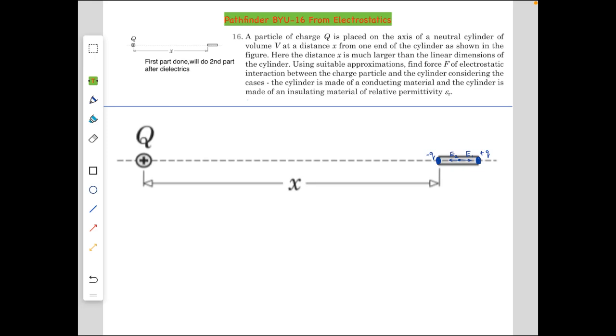Hello guys, here we have a question from Pathfinder which is from the chapter Electrostatics. This is from the Build Up Your Understanding question number 16, so you can look at it once.